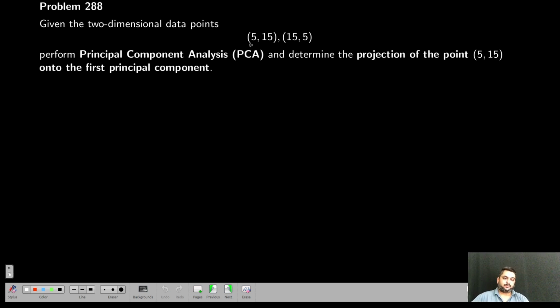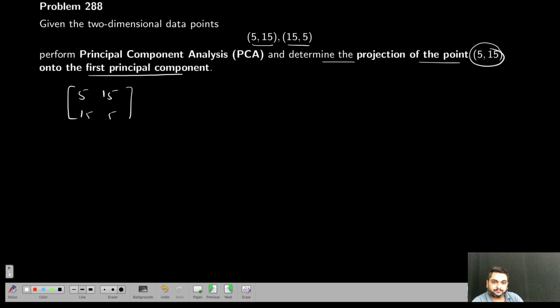Given the two-dimensional data points, only 2 points are given: (5, 15) and (15, 5). Perform PCA and determine the projection of the first point, (5, 15), onto the first principal component. So just from the matrix, it's a straightforward 5-step procedure. Then find the mu vector, that is the average. That means take this column average and this column average, feature 1 and feature 2. The first one will be 20 divided by 2, that is 10. This will also be 10.